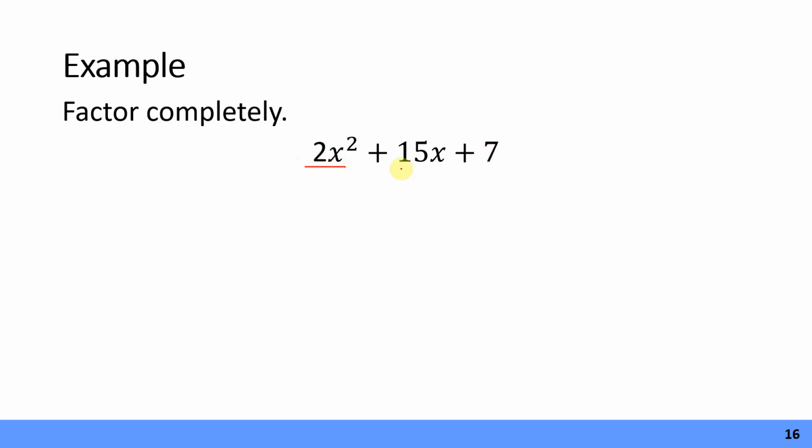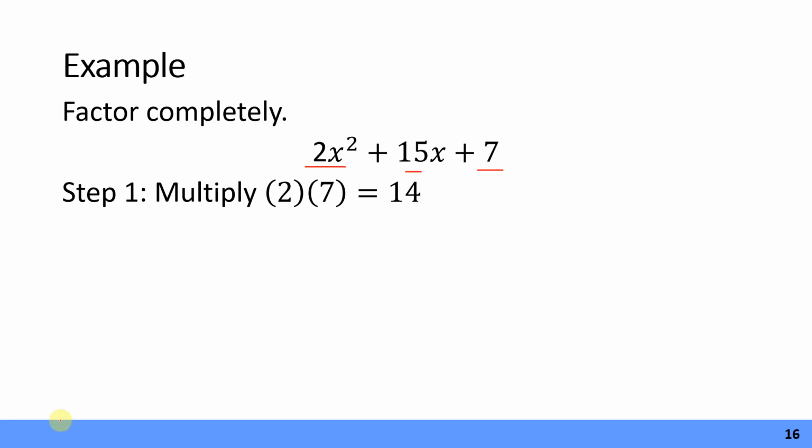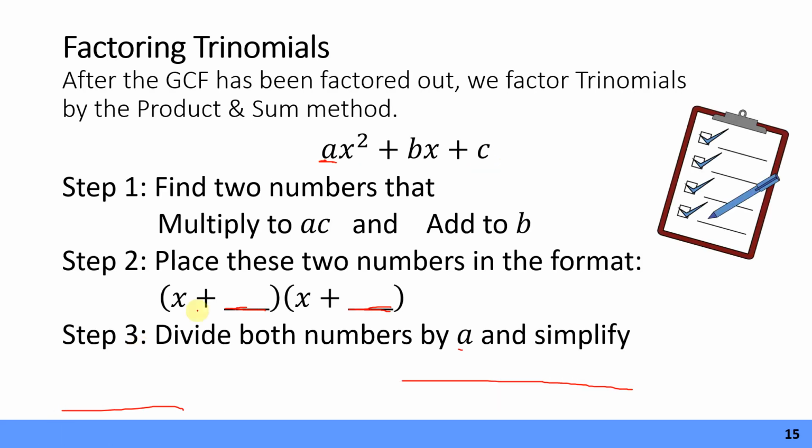You should notice that this is a trinomial. Whenever you come across a trinomial, we're going to use the product and sum method. We can no longer use the 3 formulas from the beginning because those only applied to binomials. Now we have a trinomial, so we're going to tackle it using the steps we discussed. If you go back to step 1 on the previous slide, it says multiply A times C, so the first number and the last number.